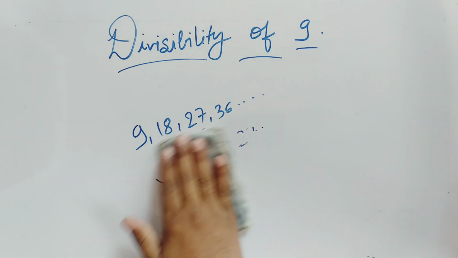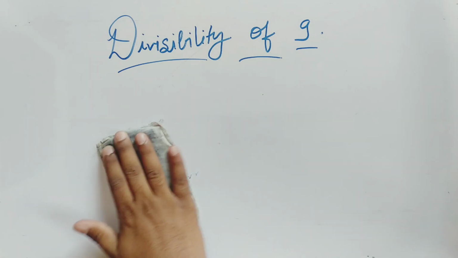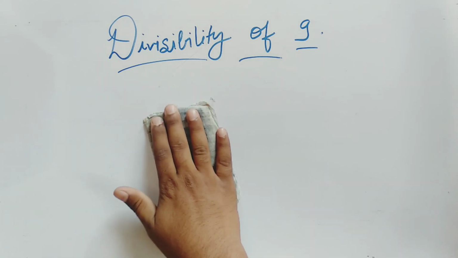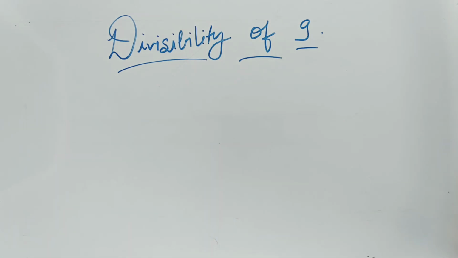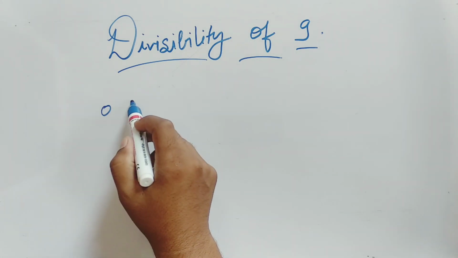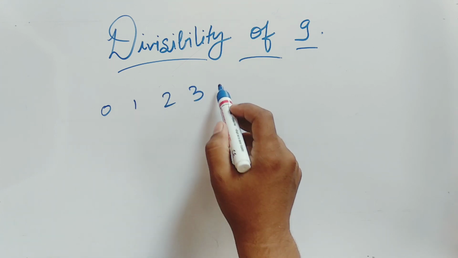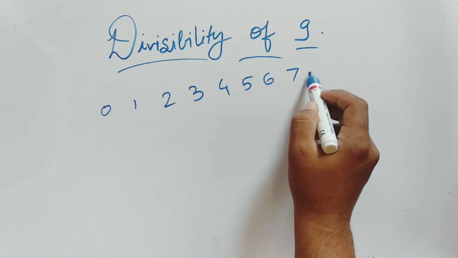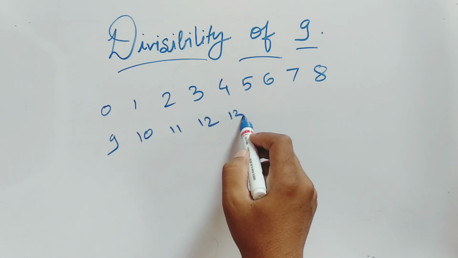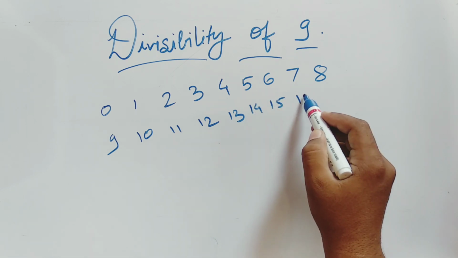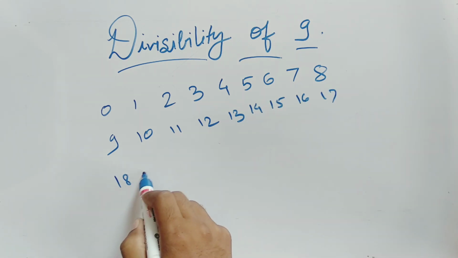This divisibility test can be useful to solve longer arithmetic equations and specifically in simplifications. But before that, we need to understand how to convert a given number into its single digit equivalent form. For this, just consider the numbers 0, 1, 2, 3, 4, 5, 6, 7, 8, then 9, 10, 11, 12, 13, 14, 15, 16, 17, 18 and so on.